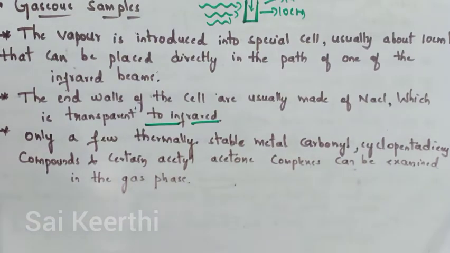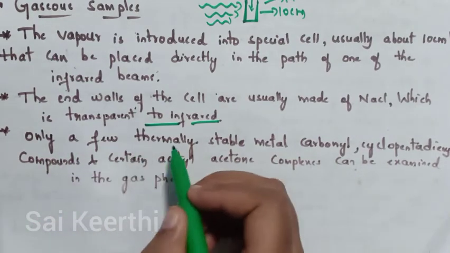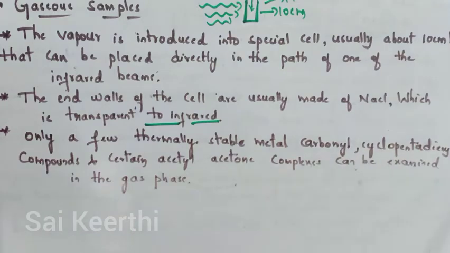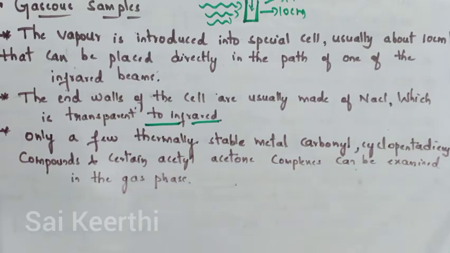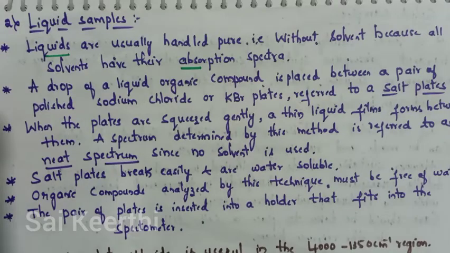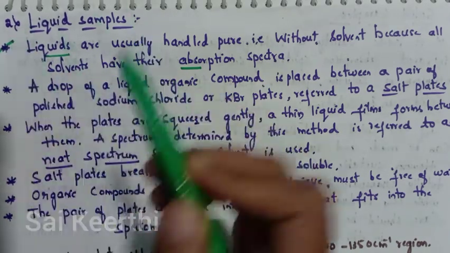Now coming to the next point, only a few thermally stable metal carbonyl, cyclopentadienyl compounds and certain acetylacetone complexes can be examined in the gaseous phase. Let us study the liquid sampling technique. Now let's read the first point.